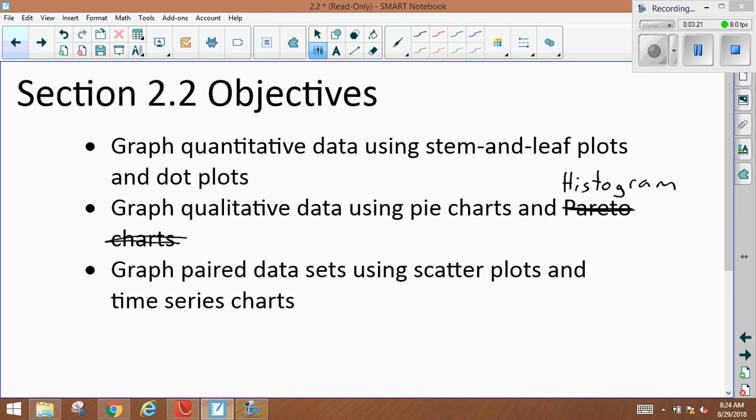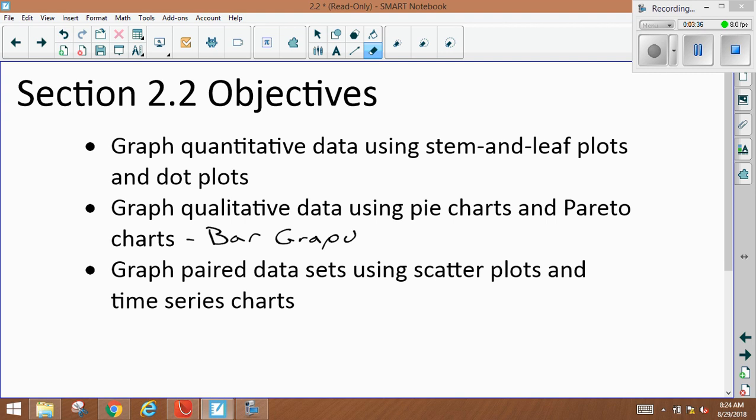So I'm going to correct that. Sorry. Not histogram. You've heard this called just a regular bar graph. Yeah, sorry. I believe this one is going to be used to graph qualitative data, while a histogram graphs quantitative data.